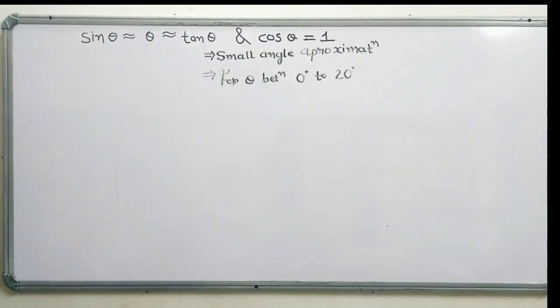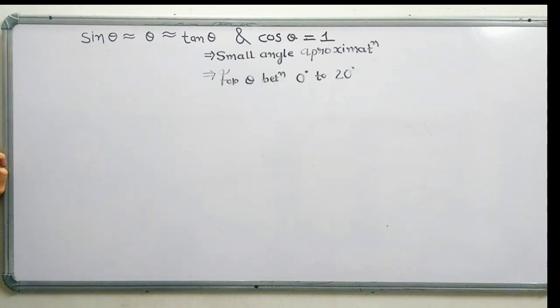Sin theta is equal to theta and is equal to tan theta. We all have used this relation so many times in so many numericals. In today's video, we are going to prove this relation, and this relation is known as a small angle approximation. It is valid for values of theta between 0 to 20 degrees.